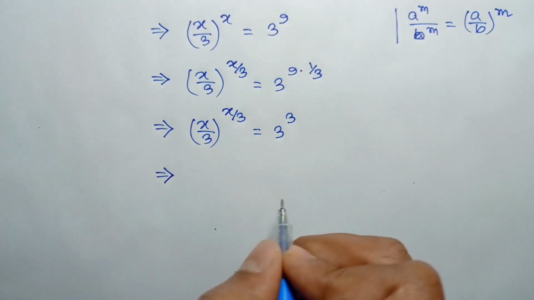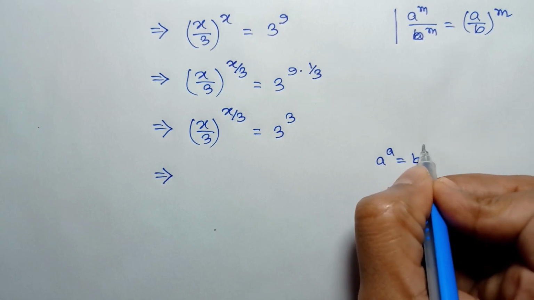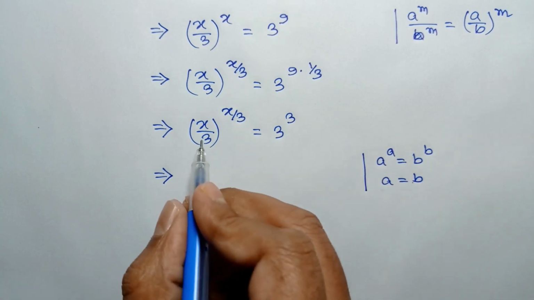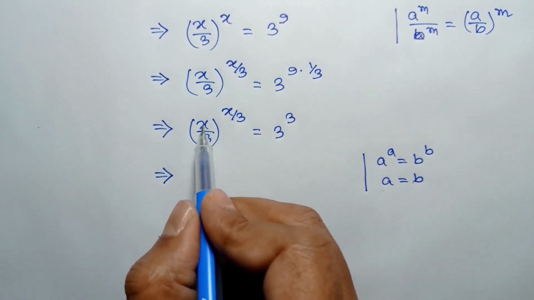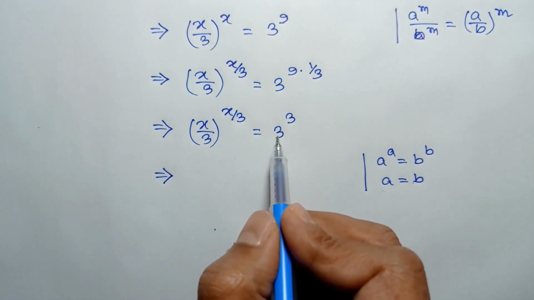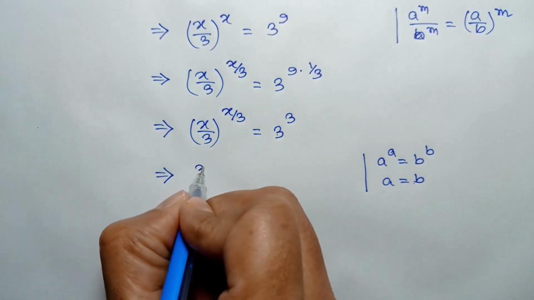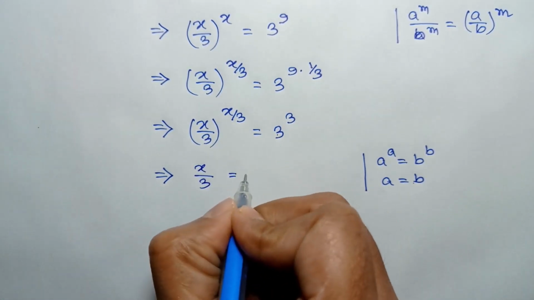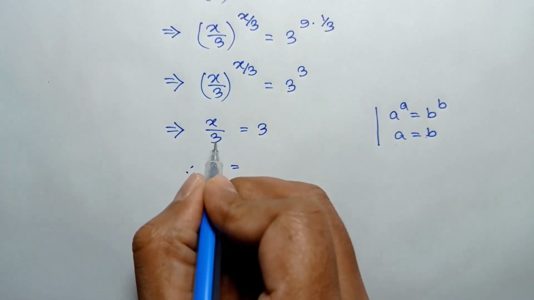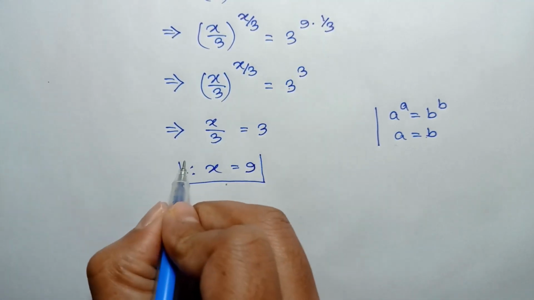According to this formula, if a to the power a is equal to b to the power b, then a is equal to b. Considering x over 3 as a, with a to the power a equal to this 3 as b to the power b, we can write a is equal to b, means x over 3 is equal to 3. Now we will have x is equal to 3 times 3, which is 9. So this is the solution of this equation.